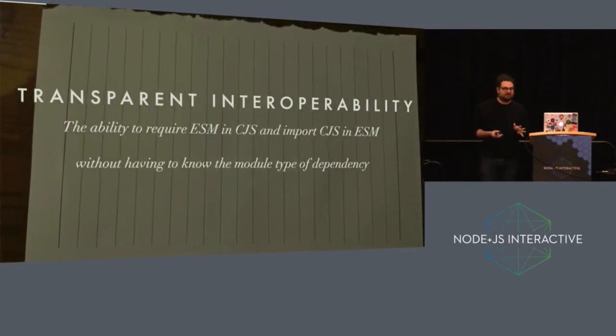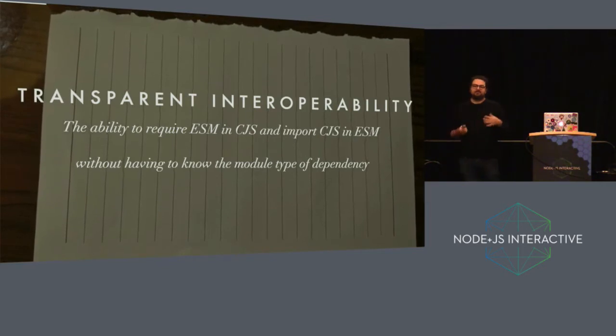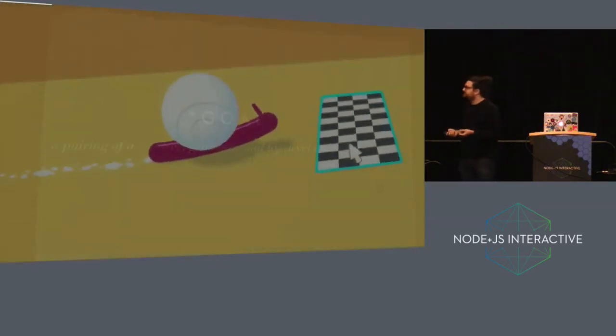Transparent interoperability. This is the ability to do so without having to be aware of it. So if you were able to, for example, import a module, and it just worked, whether or not it was ESM or CJS. Or vice versa, being able to require a module and not have to know if it's ESM or CJS. We'll dig into why this is particularly complicated, but when I say transparent interoperability, this is the particular definition that I'm referring to.